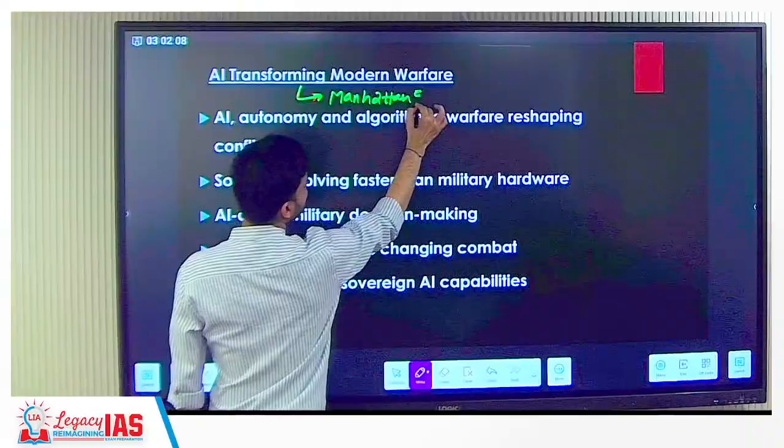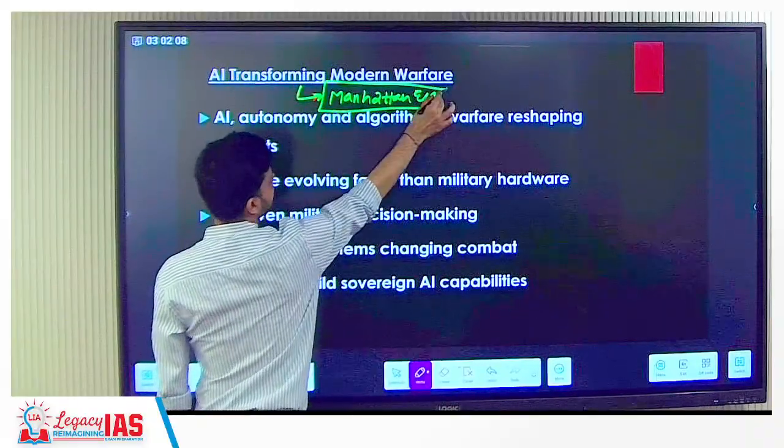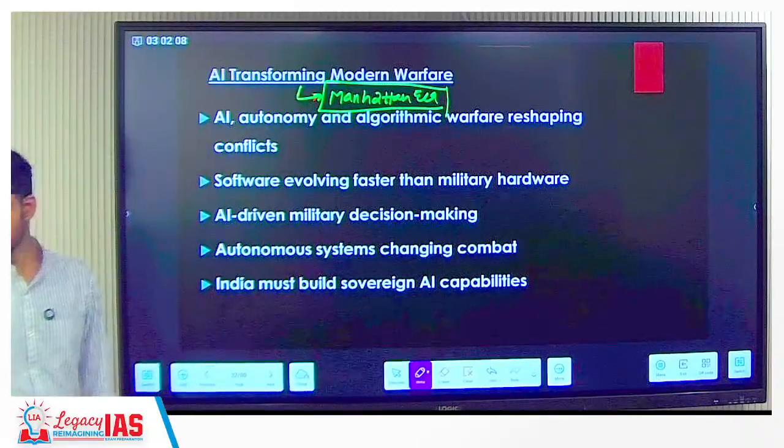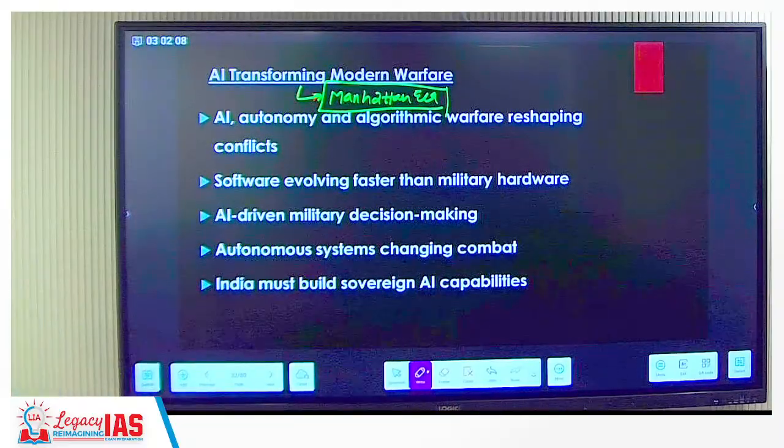the Manhattan era. Artificial intelligence in defense has entered what is being referred to as the Manhattan era. The Project Manhattan, you would have studied about. It refers to the development of which kind of weapon? Nuclear weapon. So how the nuclear weapon changed the entire defense system or war-related system, similarly, artificial intelligence is also changing and reshaping warfare and conflict. That's what the topic is.